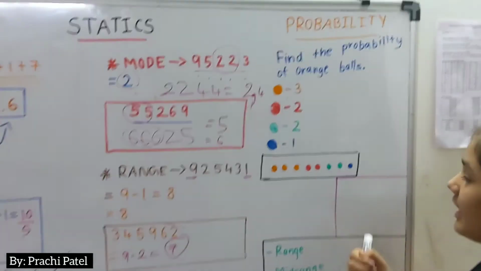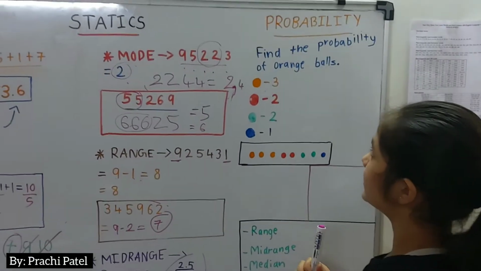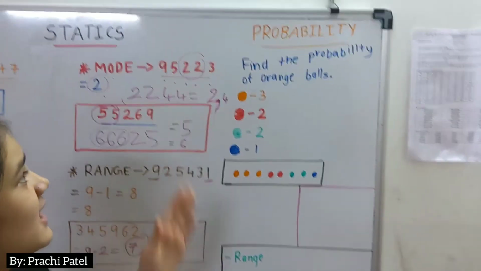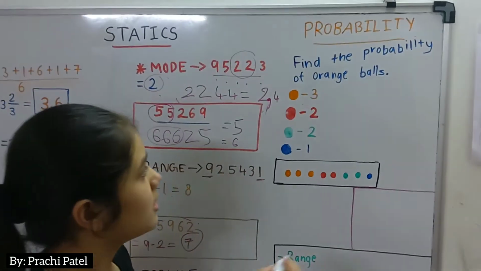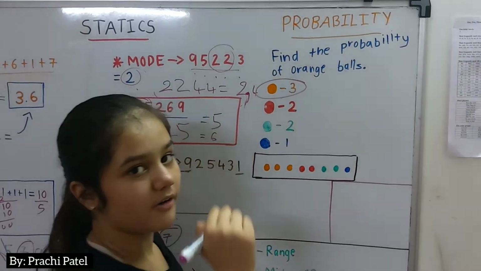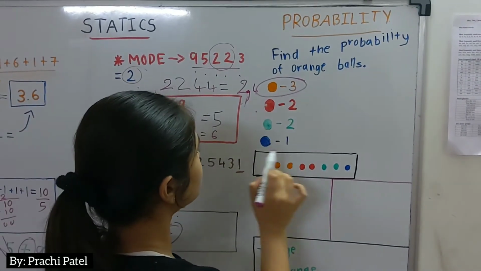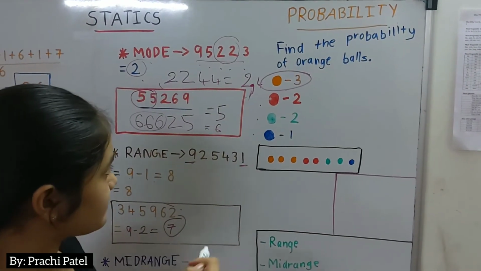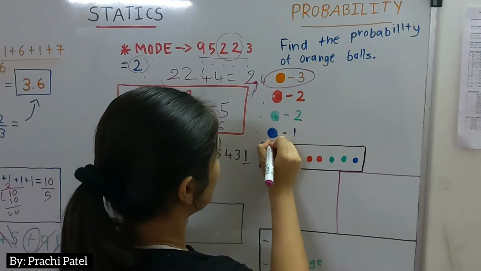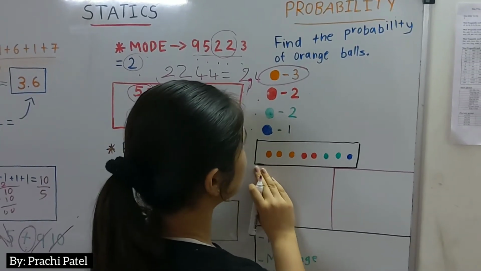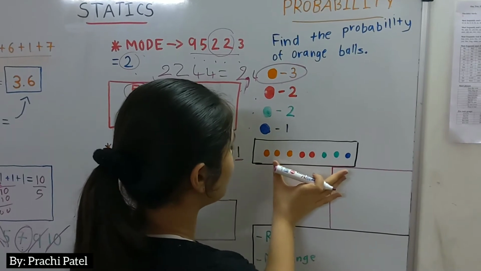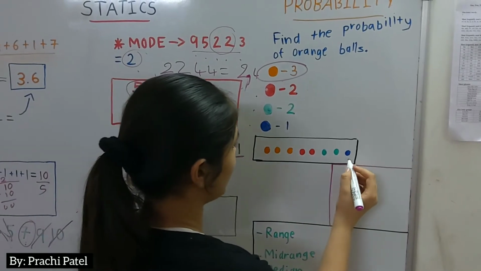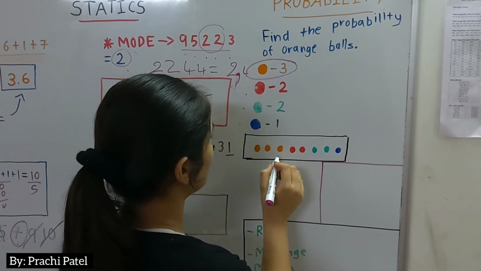Now probability. Now the question is, find the probability of the orange balls. You can see over here that our orange ball is over here. So now we have 2 red balls, 2 green balls and 2 blue balls, and of course the orange ball. So I can also say that we have our marbles, and here the marbles are in a line. Okay, so we have 1 blue, 2 green, 2 red and 3 orange.